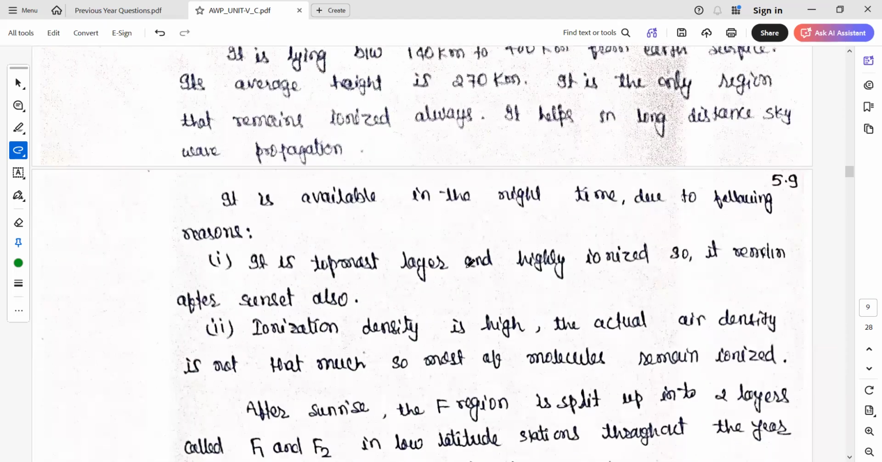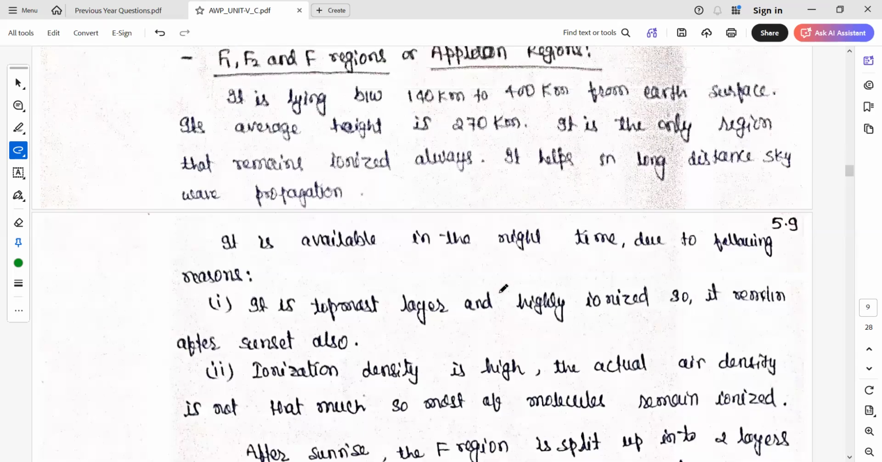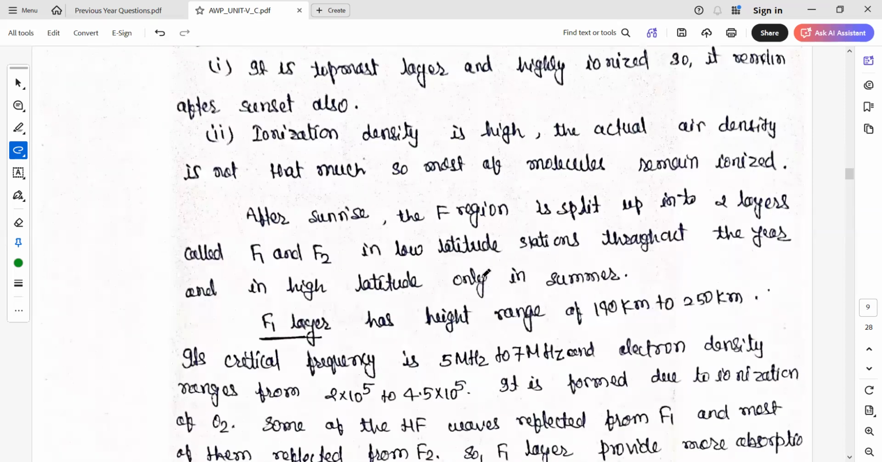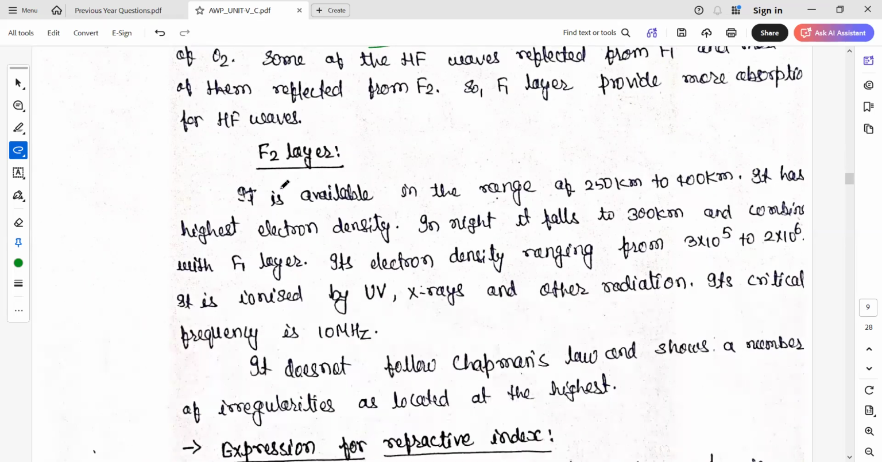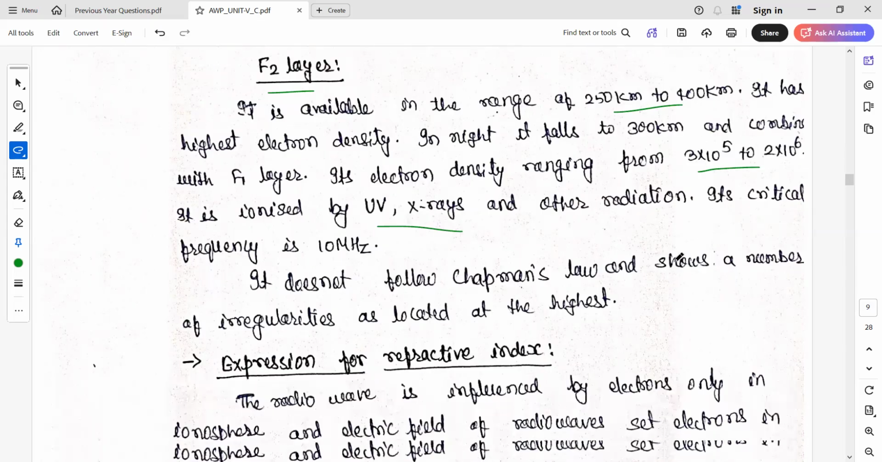And here we have the F1 and F2 regions. These regions disappear in the night time, and during the night the F region is the topmost layer. So F1 and F2 are going to merge as the F layer. You are going to study the F1 layer: what are the range, the frequencies, the densities. Similarly for the F2 layer, the range is 250 to 400 kilometers, and which rays are responsible for the ionization, and their density.